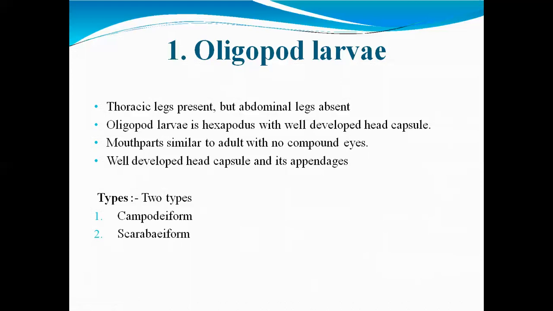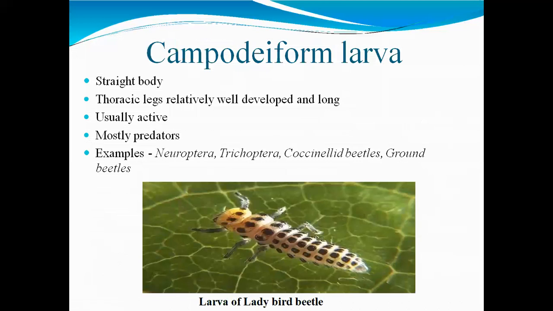Fourth is a well developed head capsule. In oligopod larva, the head capsule is well developed, and so are its appendages, meaning its legs. Oligopod also has two types. First is campodeiform and second is scarabaeiform. So oligopod larva is of two types: first campodeiform and second scarabaeiform.